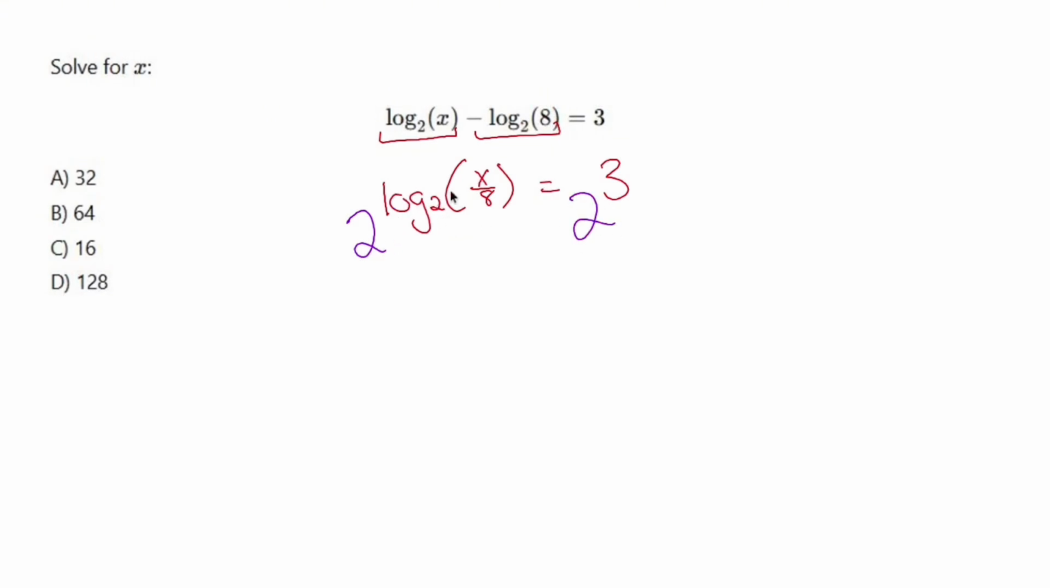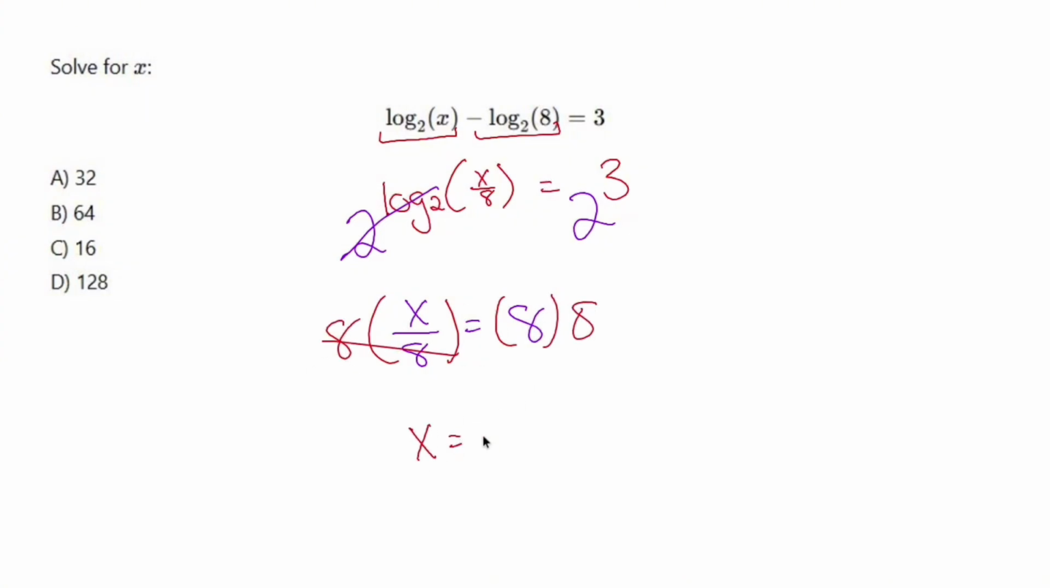Whatever the base is, I turn these guys into exponents and I use that base as a new base for an entire power. Now, 2 to the log base 2 of stuff allows the 2 and the log base 2 to cancel out, and I could just drop down whatever's left in that parentheses. That's going to equal 2 to the 3rd power, which is 8. Now it's just a matter of me solving for x by multiplying both sides by 8, and 8 times 8 is 64. So my answer is B.